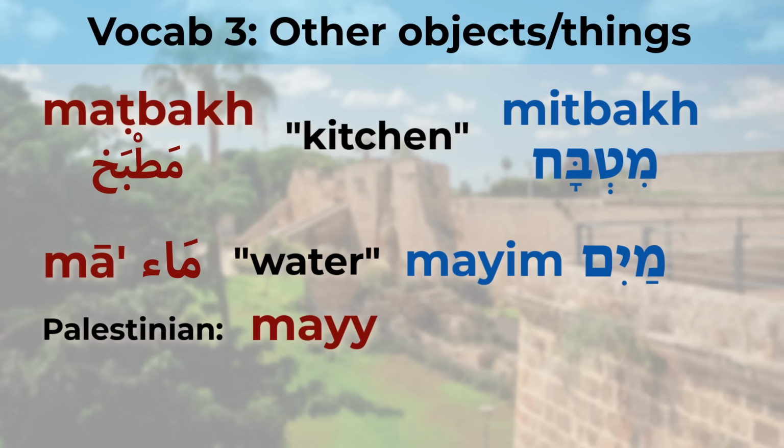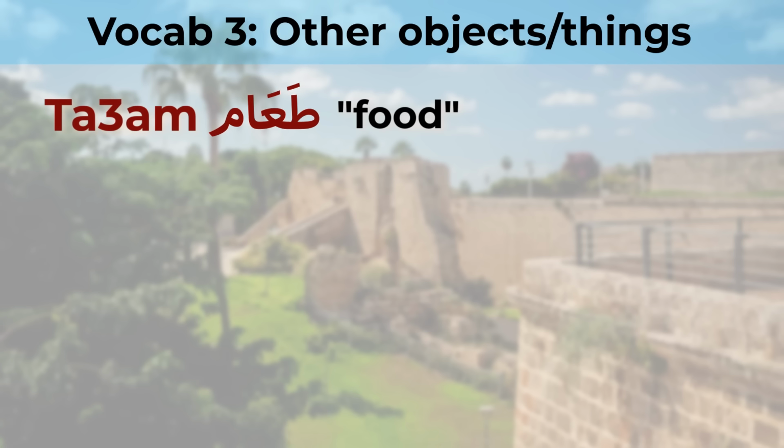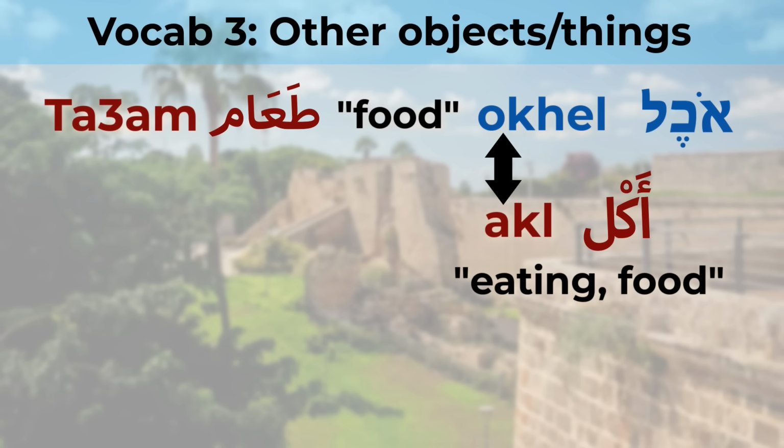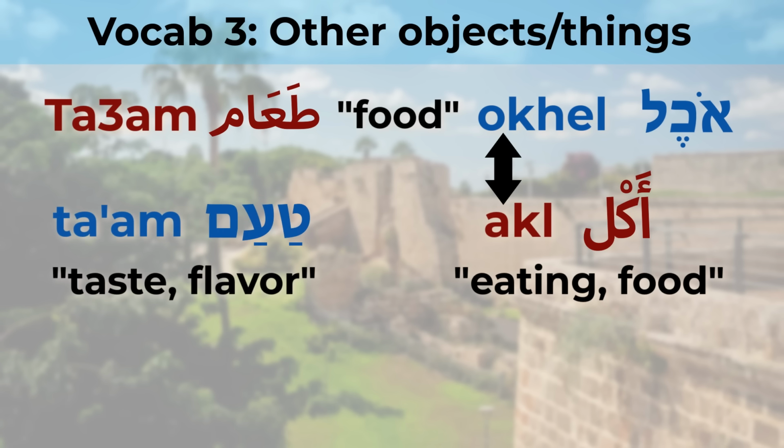Part of the difference here is that the Hebrew word is in the plural form. The word for food in Arabic is ta'am, while in Hebrew it's ochel. In Arabic, there's also a cognate word of ochel, which is ekel, meaning food or eating. And in Hebrew, there's the word ta'am, meaning taste or flavor, which I thought was a cognate of this Arabic word meaning food, but Mahmoud corrected me on that.